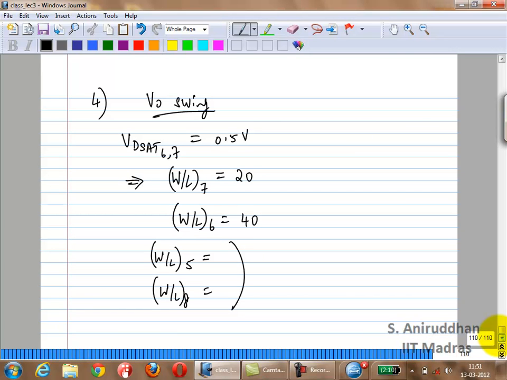Okay, so you can get W over L 5 and 8. What else is left? So W over L 3, 4. For now we'll assume that it's the same VD sat 0.5. You'll have to go back to the input common mode range and find out. For now we'll assume that it's the same VD sat. So this will give you some values. If this is the case, this is 4, this is 16, this will give you 4 again.